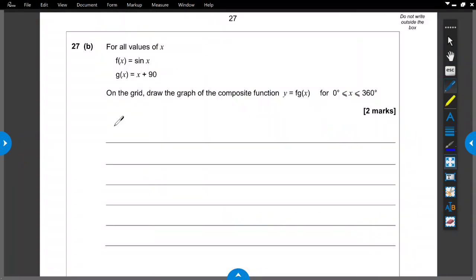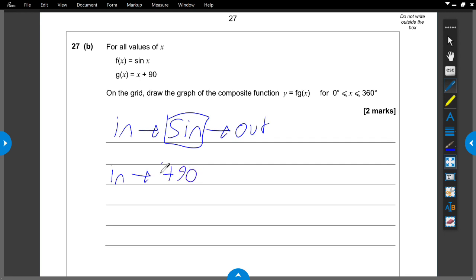Going back to our number machine idea, we have function f of x. That basically means you take your input and you perform the sine function on it. And then you get your output. And then the function g, that's basically saying that you take your input and you add 90 to that. And that gives you your output.